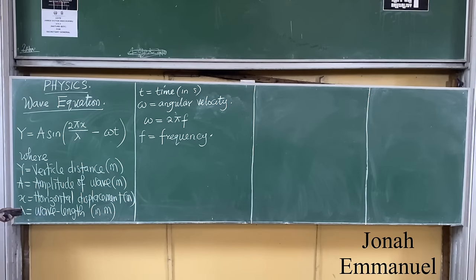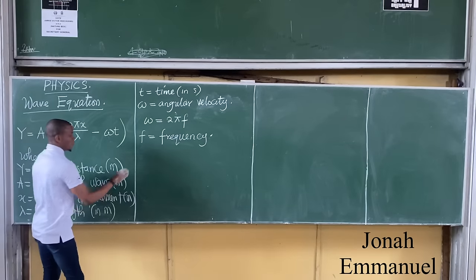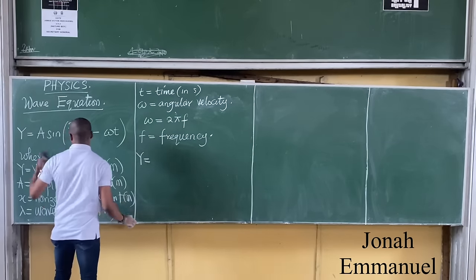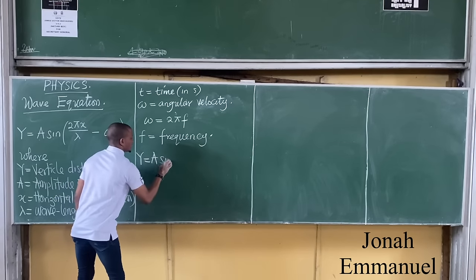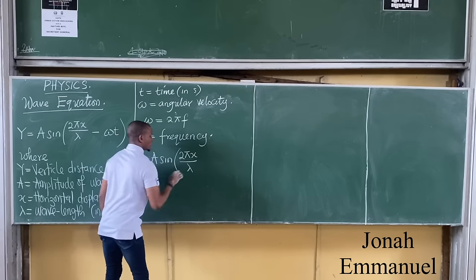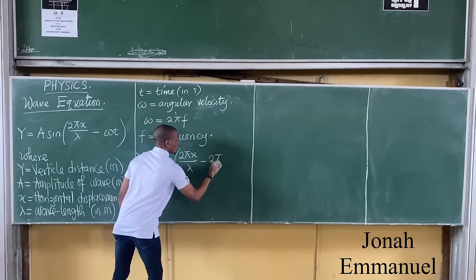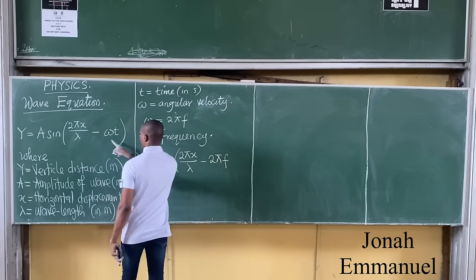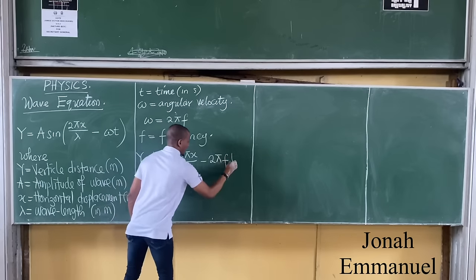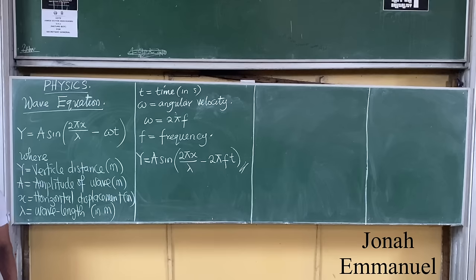F is frequency. So if I put the value of omega into this equation, what do you get? It means that y is equal to a sine in bracket 2 pi x all over lambda minus omega t. What's omega there? 2 pi f, so omega t becomes 2 pi f t. So y is a function of x and t. This becomes the wave equation. I've described all the terms here.